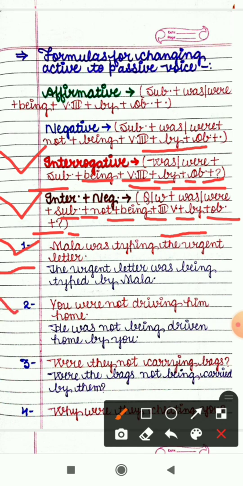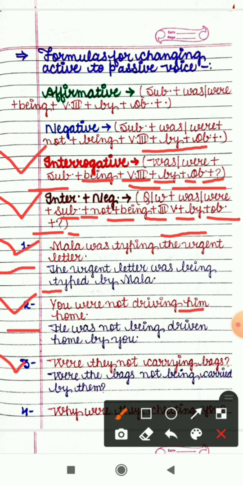Second sentence is: You were not driving him home. So here the subject is you, and what is the object? The object is him. That means our new subject will be him, which is objective case, and we have to change into subjective case, which will be he. So he is the subject, and we have to use "was" with it. He was not being driven home by you.